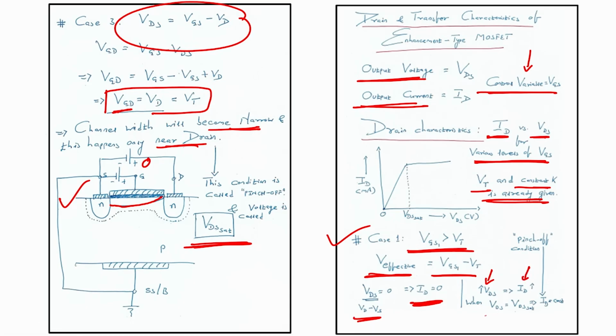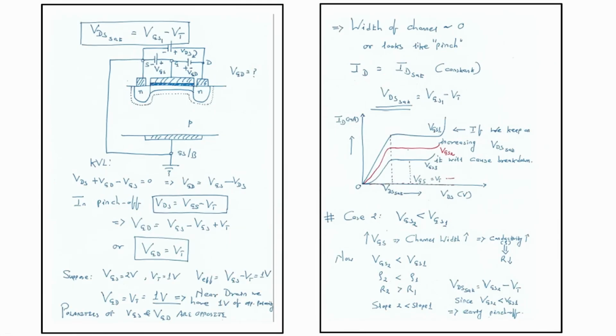It will increase until a voltage which is my pinch off voltage that we have already seen, and then my current will become constant. My pinch off voltage is nothing but my VD saturation. This is easy, right. Case 1: VGS greater than Vt, V effective is VGS minus Vt, VDS equals 0, ID equals 0, VDS increases, ID increases, and VDS equals VD saturation, that is my pinch off voltage. In this particular condition, if my VD saturation or VDS is VGS minus Vt, what will happen? Let us see.